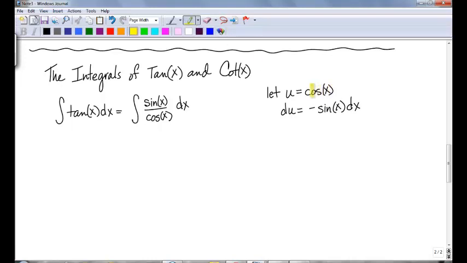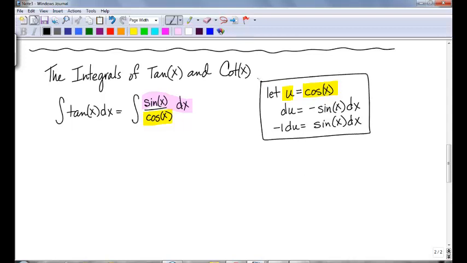Now we can substitute in the u for cosine. And then we need to get rid of this negative, because we need to be able to sub in for sine of x dx. So multiply by -1 on both sides. Remember, when you're doing this part over here, you're working with the derivatives. So if we rewrite this, we end up with the integral of 1 over u, and then it's a negative du, but I would go ahead and put that negative out front.